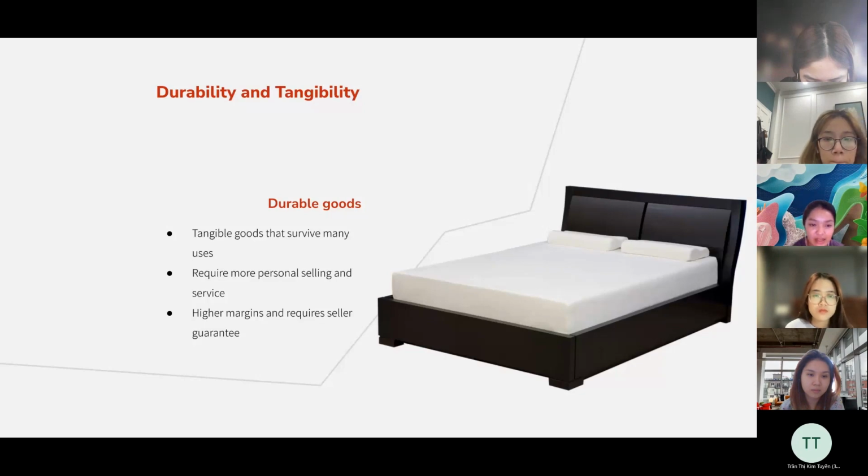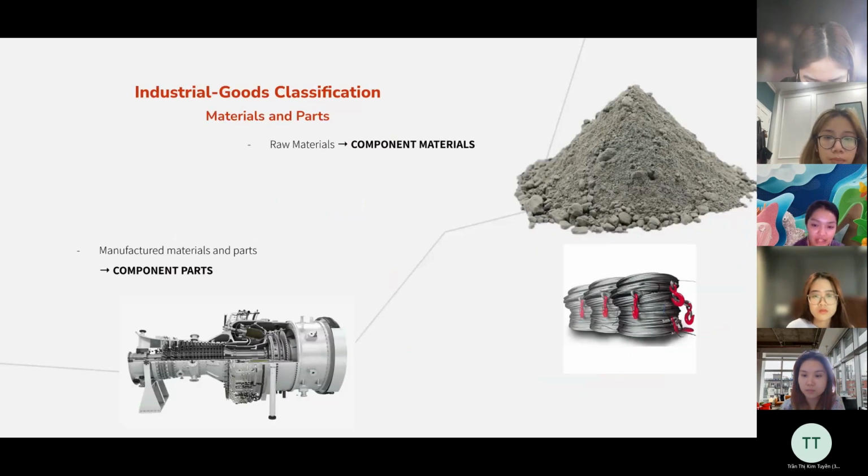And the last one is the industrial goods classification. We have two types: materials and parts. Raw materials can be processed into component materials, such as cement, as you can see here. And the manufactured materials and parts can be component parts, and you can see some turbines here. And that is the end of my part. The next part is going to be presented by my friend.